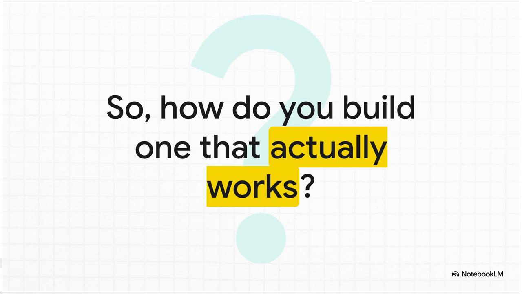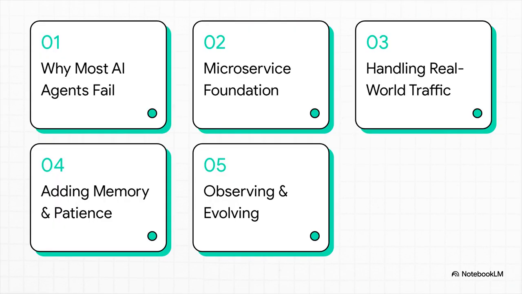And in this explainer, we're going to walk through the exact architectural patterns that make all the difference. All right, here's our game plan. First, we're going to figure out why so many of these agents fail in the first place. Then we'll build our solution from the ground up, starting with a solid microservice foundation. After that, we'll teach it to handle the chaos of real-world traffic, give it a reliable memory, and finally, set up the systems to watch it, learn from it, and make it better over time.